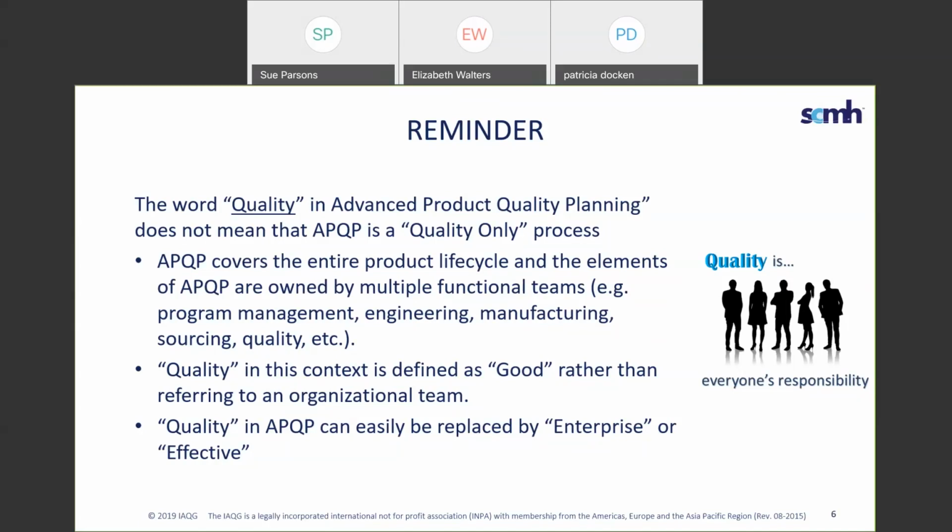This right here is a reminder, and what we'd like to express to everyone is that the word quality in advanced product quality planning does not mean that APQP is a quality-only process. It covers the entire product life cycle and is owned by multiple functional teams. It is cross-functional, and the word quality can easily be replaced by enterprise, such as if you wanted to call it advanced product enterprise planning. The word quality does not say that this belongs to quality. Just wanted to share that.